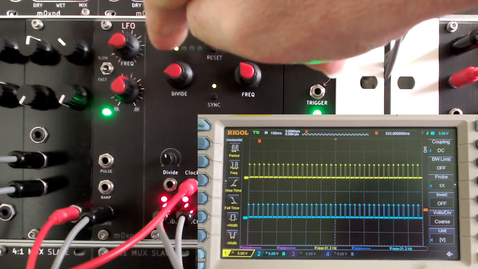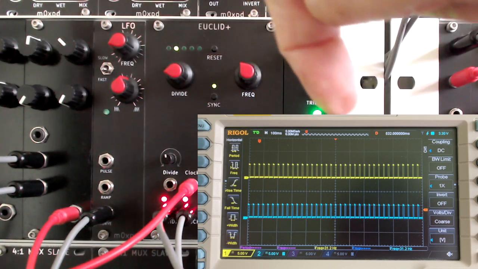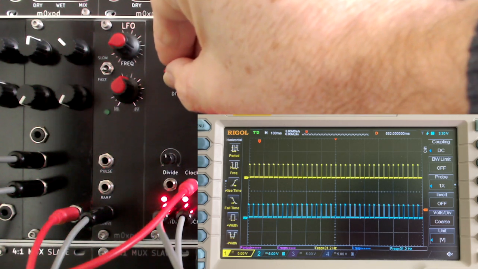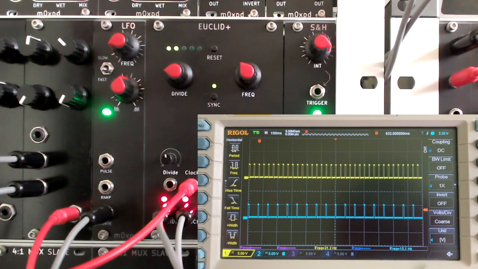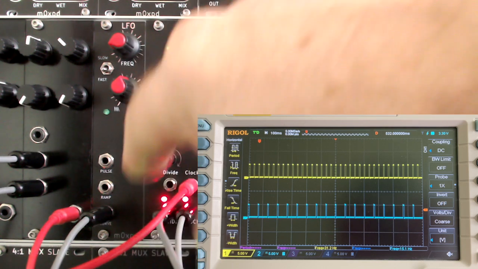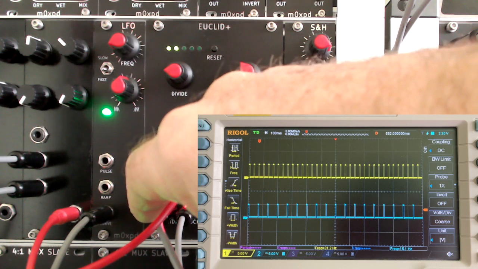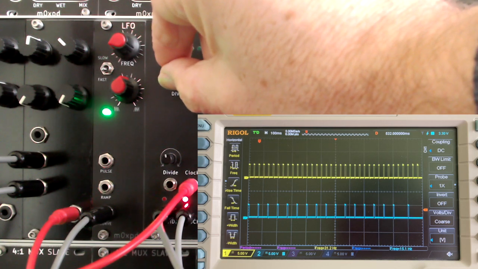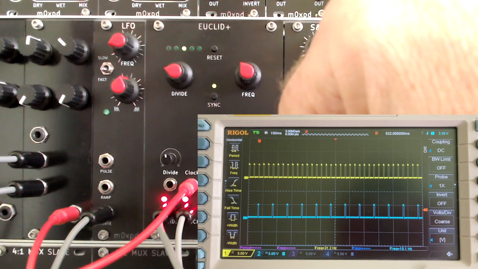So at the moment it's set to 2 in binary, and 2 minus 1 of course is 1, so it's divided by 1, it's just the clock signal. If I increase that to say 3 there, then 3 minus 1 of course is 2, so the clock is divided by 2, and so from the divide output you get the clock divided by 2, which you now should see on the oscilloscope screen. If I increase it to 4, then 4 minus 1 is 3, the clock is now divided by 3.